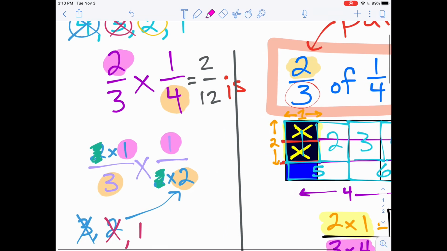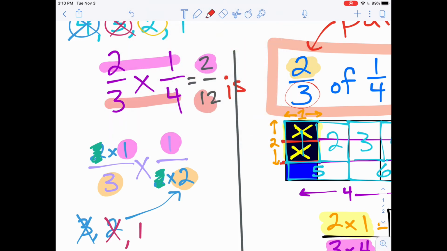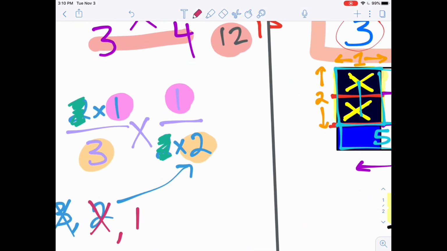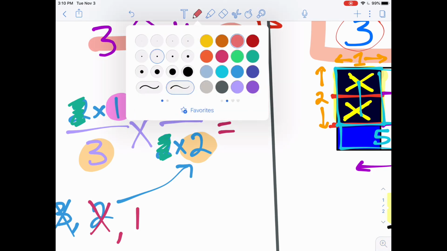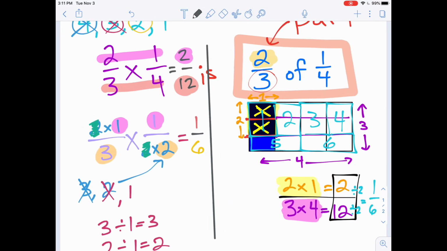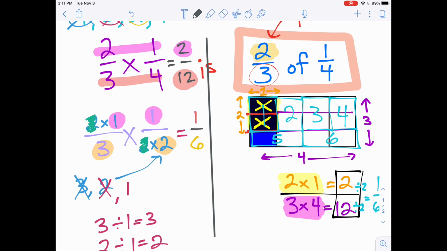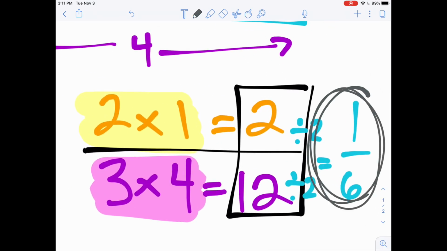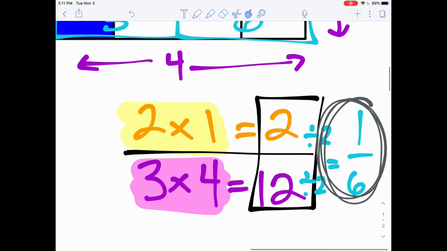In the original problem, multiplying across, we have 2 times 1 is 2. And we have 3 times 4 is 12. If we look now at what's left, I can see on top, there's 1 times 1, that's 1. And on the bottom, 3 times 2 is 6. Put a fraction bar in between. And there's a whole bunch of writing here. But here's the answer, 1/6. And here's the answer, 1/6. They both got us the correct answer.